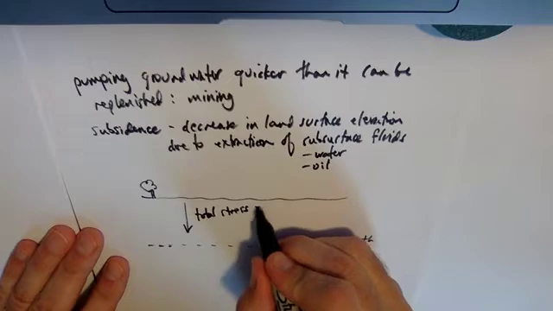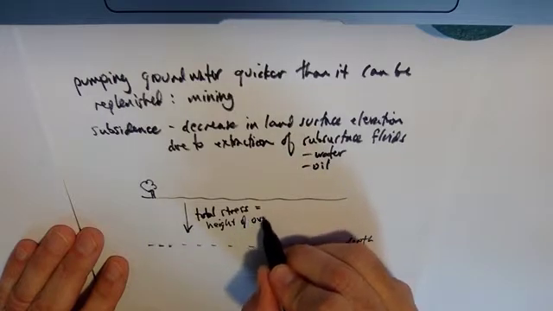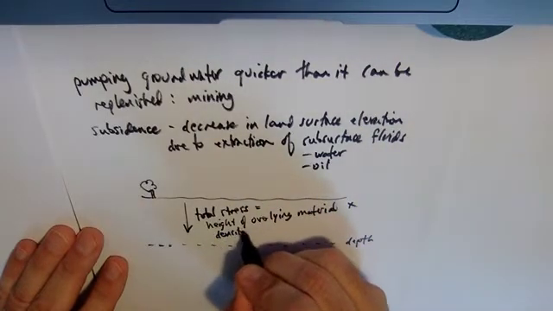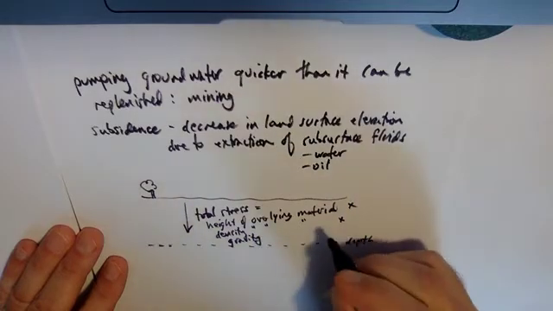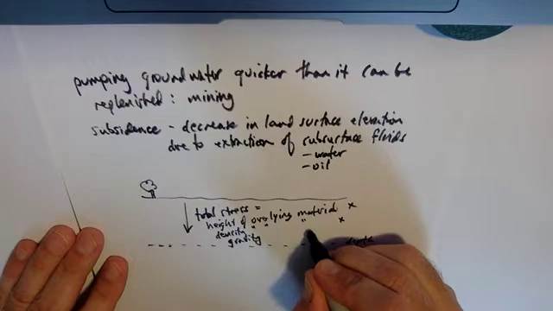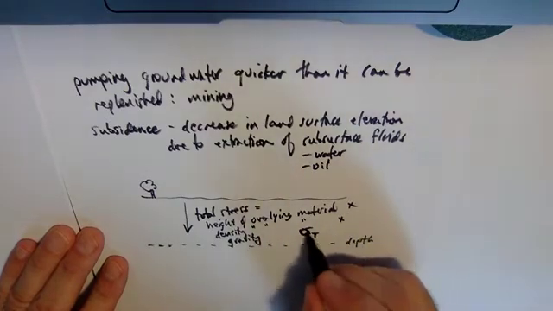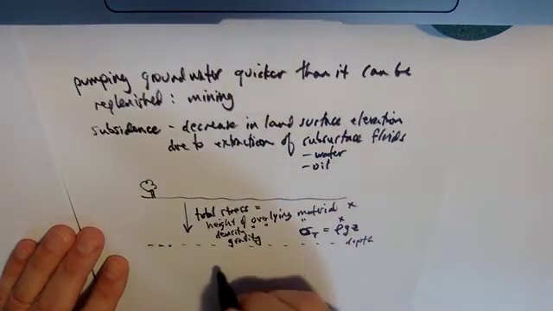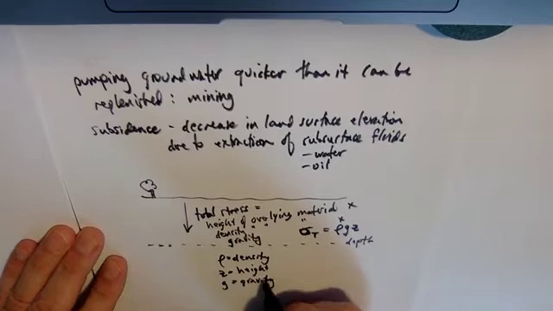And the total stress is simply calculated as the height of the overlying material times the density of the overlying material times gravity. And we can call that sigma, a lowercase sigma t, so that's total stress, is equal to rho g z, where rho is density, z is the height, and g is gravity. So that's what's pushing down.